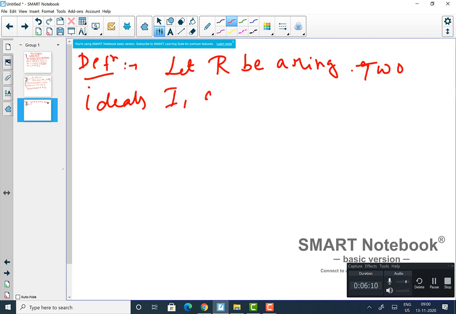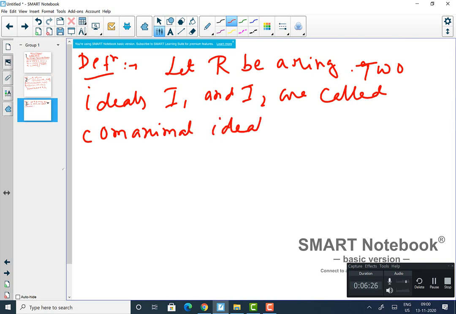Two ideals, say I1 and I2, of R are called co-maximal ideals if the sum of the ideals, remember the way I defined the sum of ideals, is equal to the full ring R. Then they are called co-maximal to each other.